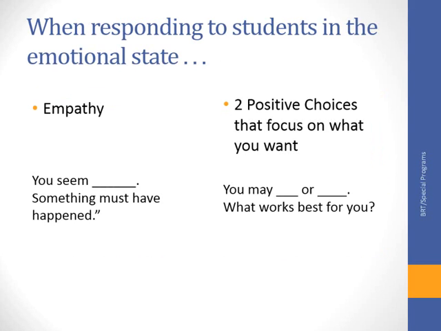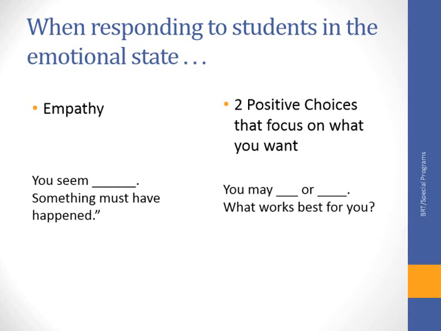When we identify that a student is in their limbic or emotional state, we need to make them feel connected and loved. Two ways to do that is to give empathy. You seem angry. Something must have happened. Then let the student talk and tell you what happened. Just getting the story out and being heard, for many, is all they need.